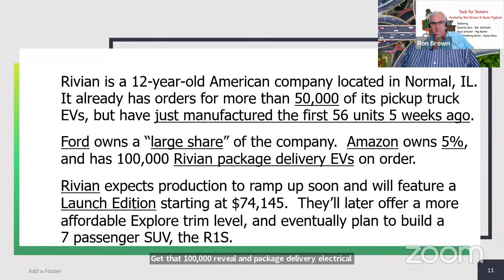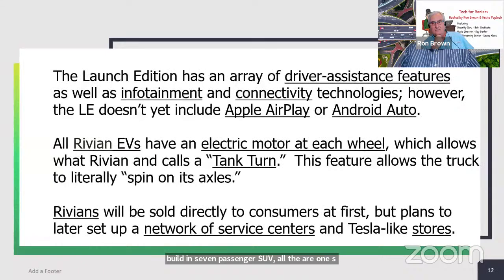Rivian expects production to ramp up soon and will feature a launch edition starting at $74,145. They'll later offer a more affordable Explore trim level and eventually plan to build a 7-passenger SUV called the R1S. The launch edition has an array of driver assistance features as well as infotainment and connectivity technologies. However, the LE doesn't yet include Apple AirPlay or Android Auto. We're going to have to get going on that.